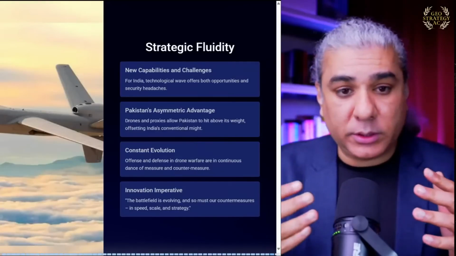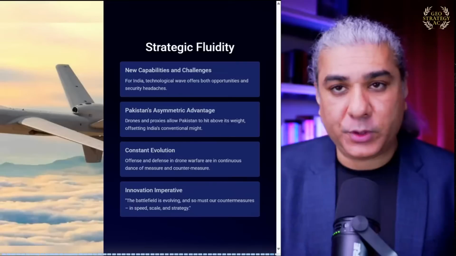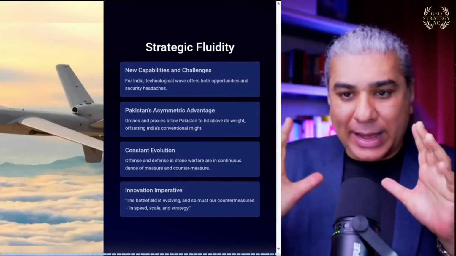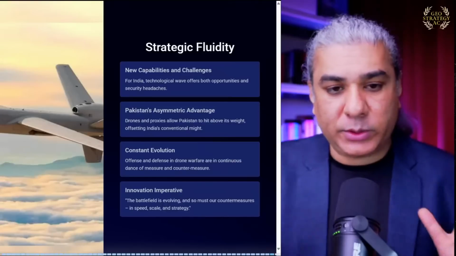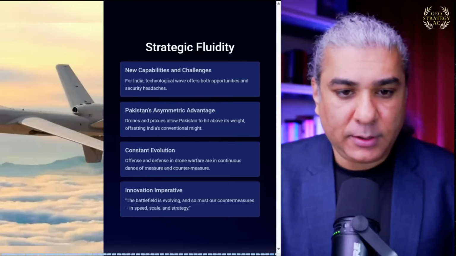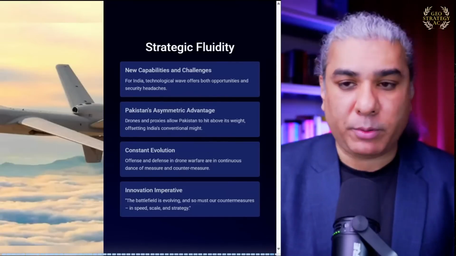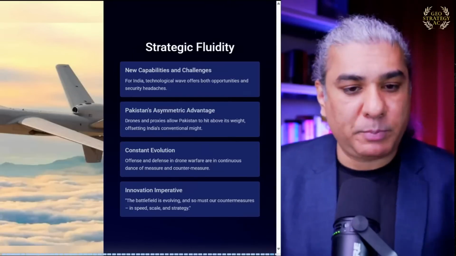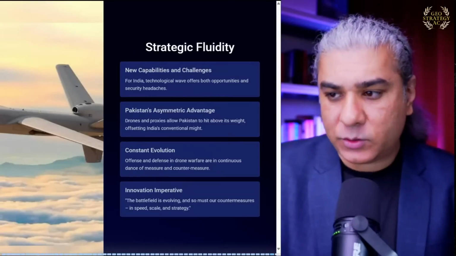And this is the cat and mouse game. There's always this constant evolution of technology and capability. Offense and defense in drone warfare is a dance, a tango, a continuous dance of measure and countermeasure. It's a cat and mouse game. And innovation is the most important thing. It's imperative. The battlefield is evolving, so must our countermeasures in speed, scale, and strategy.